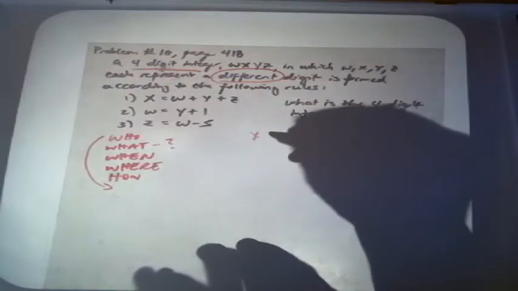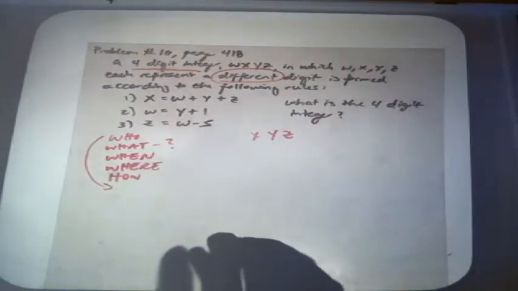Notice that X, Y, and Z can be any digit 0 through 9, right? As long as they're all different. X could be 9, Y could be 3, Z could be 1, possibly. We haven't started talking about these 3 restrictions here. But X, Y, and Z could theoretically be anything from 0 to 9.